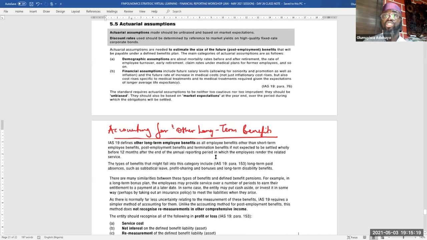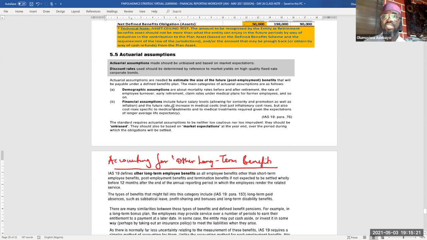Okay, I want you to read a little about actuarial assumption. Can you read a little about actuarial assumptions? I've mentioned it, I've made use of it, and I want you to summarize it for us to wrap it up. Okay, sir, actuarial assumptions.